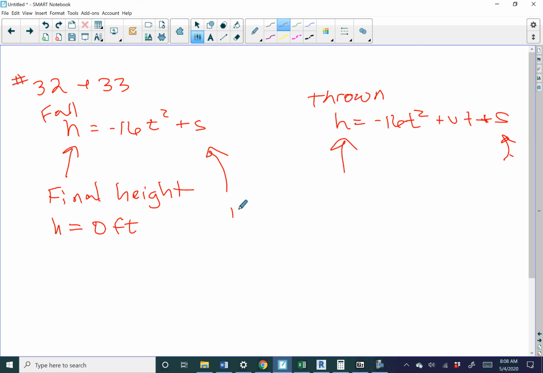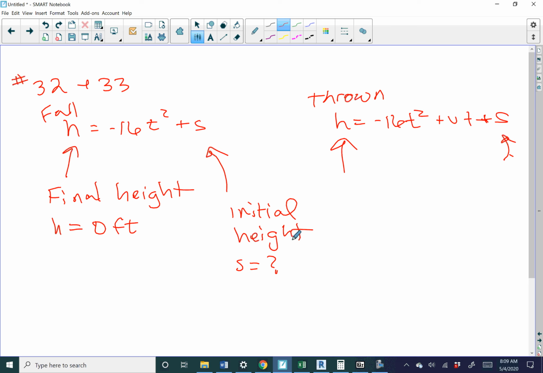And s is over here as well. This is the initial height. This is the height that something is falling or being thrown off of. It's a starting height. It just depends on where you're starting at in the problem, but it's usually so many feet up in the air on a diving board, on a cliff, or off of a building.